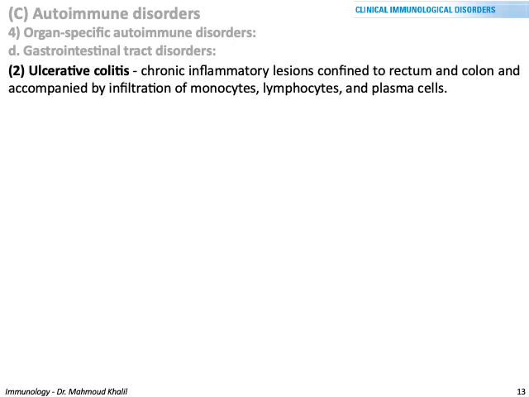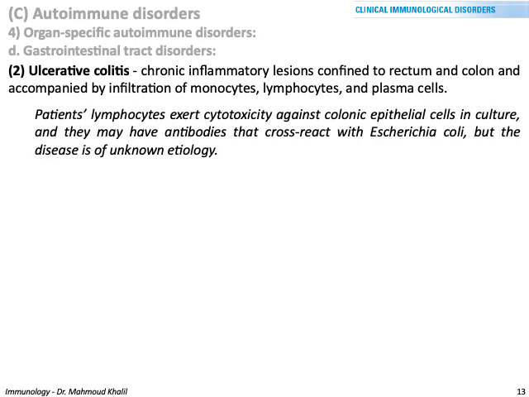Ulcerative colitis is a chronic inflammatory lesion confined to the rectum and colon, accompanied by infiltration of monocytes, lymphocytes, and plasma cells. Scientists have found that the patient's lymphocytes exert cytotoxicity against colonic epithelial cells when growing in culture, and they may have antibodies that cross-react with E. coli, but the disease is of unknown etiology.